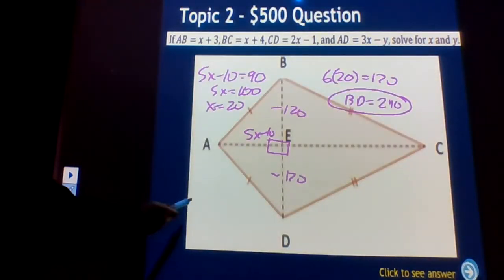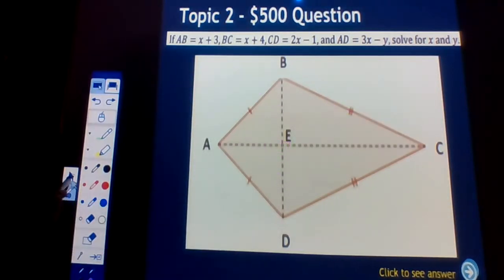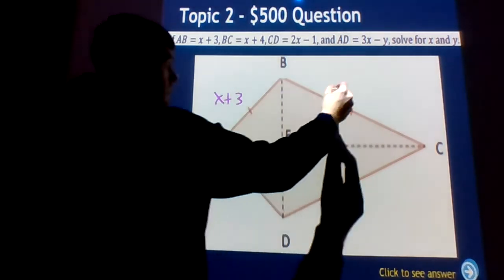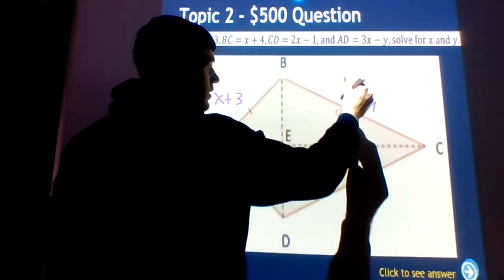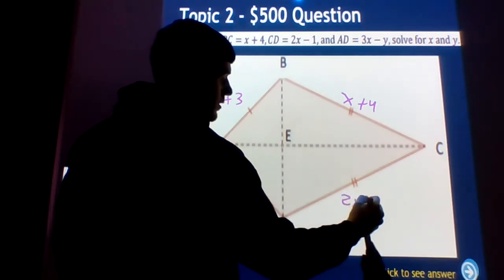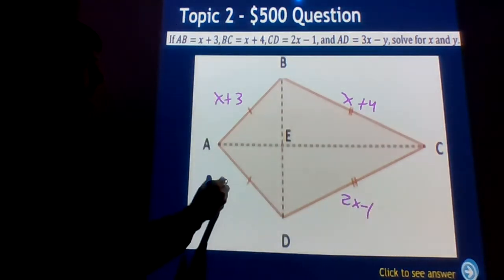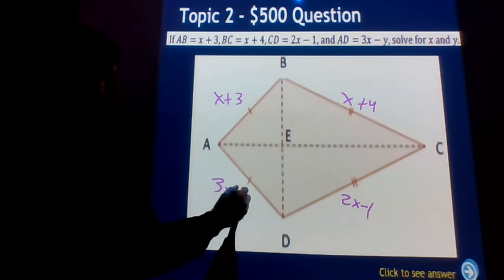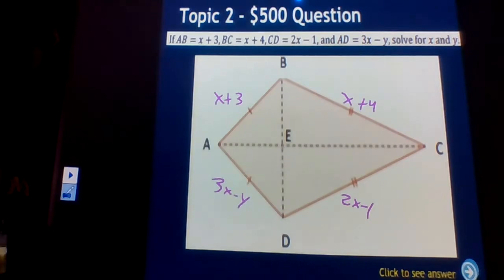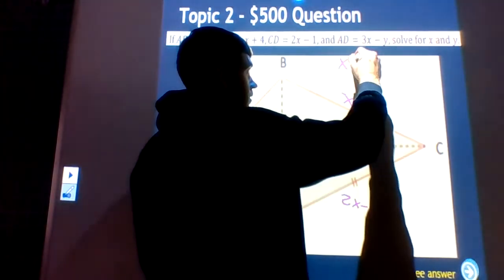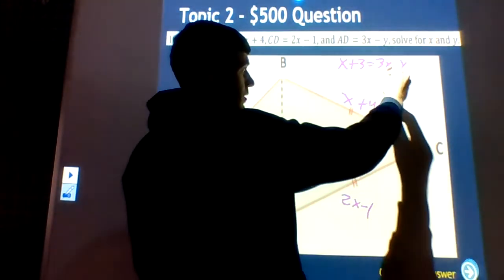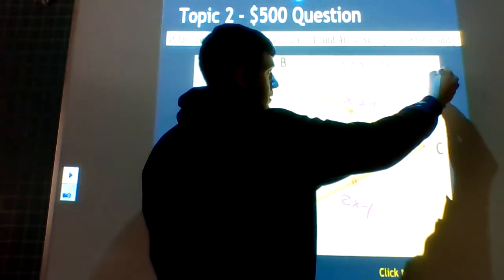Right, we've got another kite here. We know that AB is x plus 3. We know that BC is x plus 4. We know that CD is 2x minus 1. And we know that AD is 3x minus y. So we have a kite, so our two consecutive sides are congruent, so x plus 3 is going to equal 3x minus y. And we also know that x plus 4 is going to equal 2x minus 1.